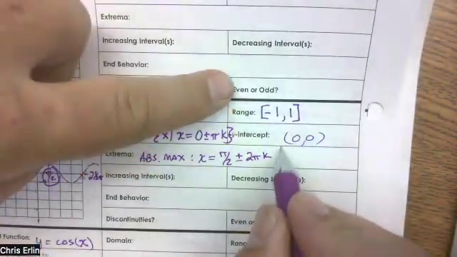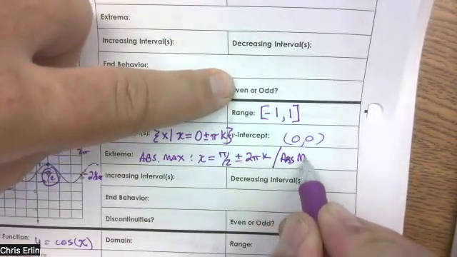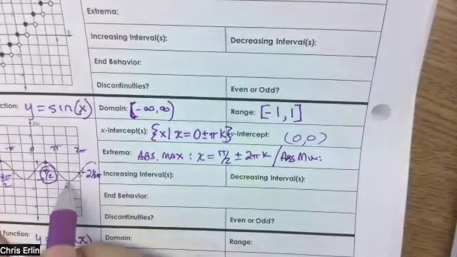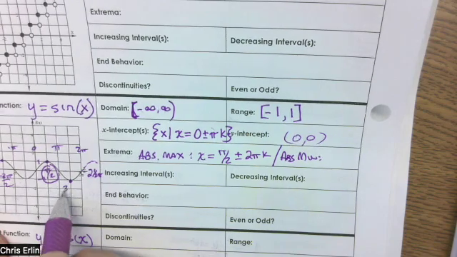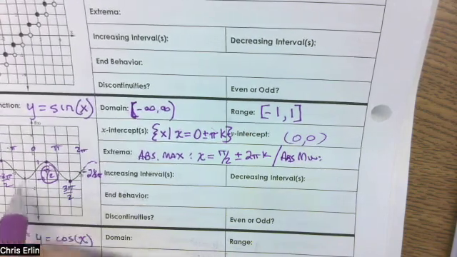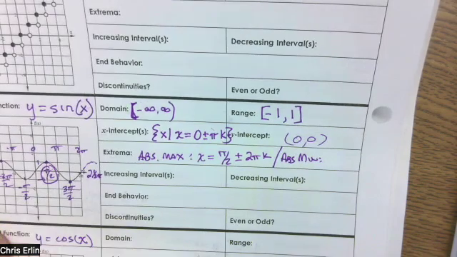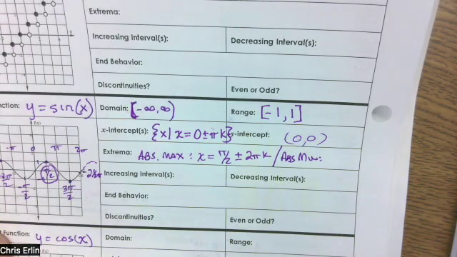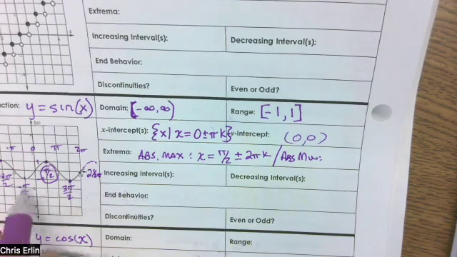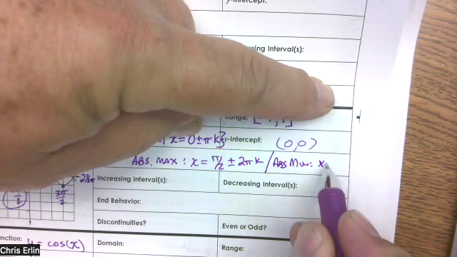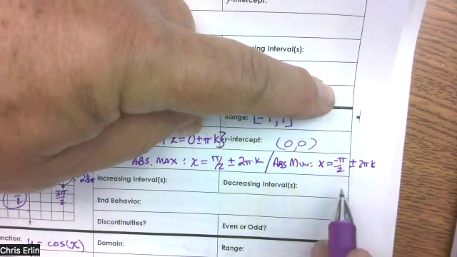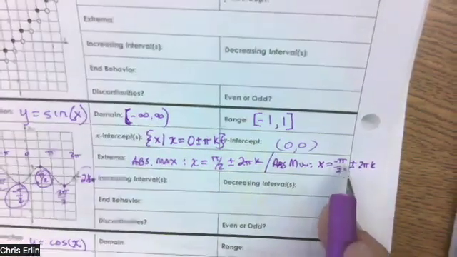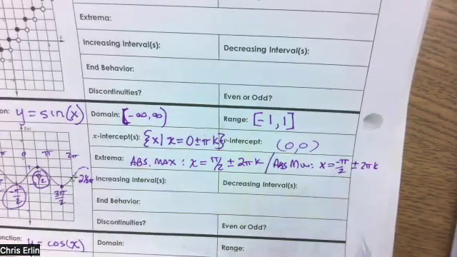What about the absolute mins? This one's 3 pi over 2. This one's negative pi over 2. Same thing, but -pi over 2. Beautiful. Find your anchor point and say x equals negative pi over 2 plus or minus 2 pi k. Could you have also done that with 3 pi over 2 instead of negative pi over 2? Yep, that would have been fine too.